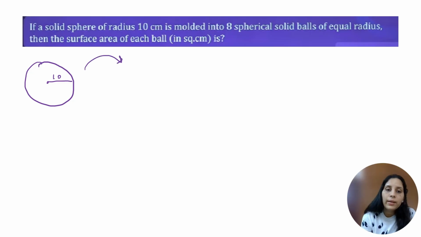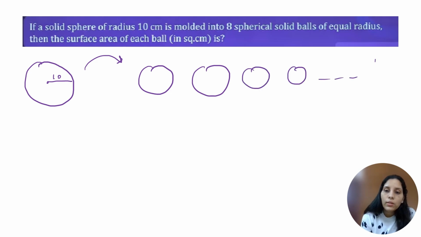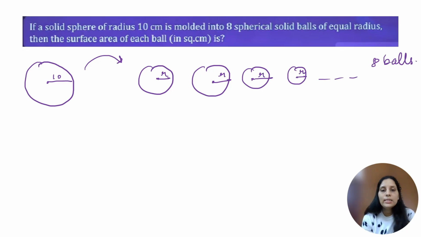Now this sphere is molded into 8 spherical balls of equal radius. So all these have same radius. We don't know what it is. Of equal radius. Okay, let us take it as r. Then the surface area of each ball. You need to find the surface area of each ball.